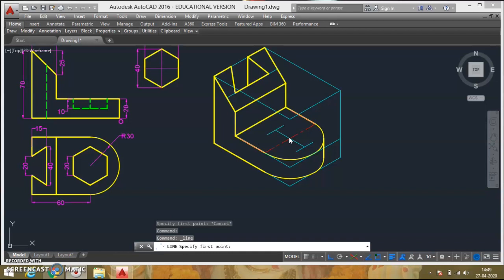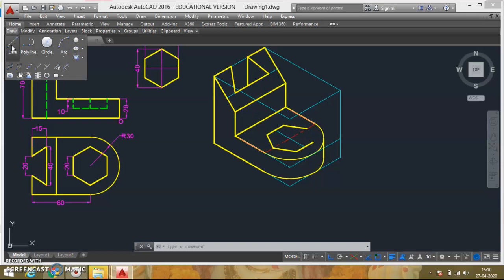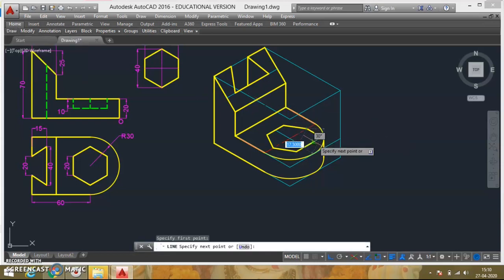Once it is done, then from here I'll measure a distance of 20. Enter, this point I got. I'll join with this point, then this point. Same way from here I'll join to this point, to this point. Then again from here I'll measure a distance of 20. Enter. Then join to this point. Similarly, from here I'll join to this one. I hope you have understood.